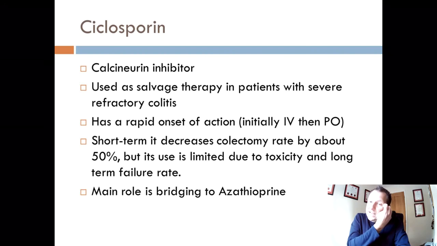As I've said, it decreases the colectomy rate by about 50%, and so whenever we're going on to salvage therapy, and we would always get the colorectal surgeons to come and see the patients to talk to them about colectomy, because we know about half of those patients are going to go on and need a colectomy during that hospital admission.